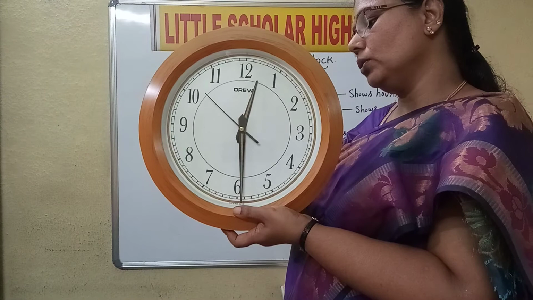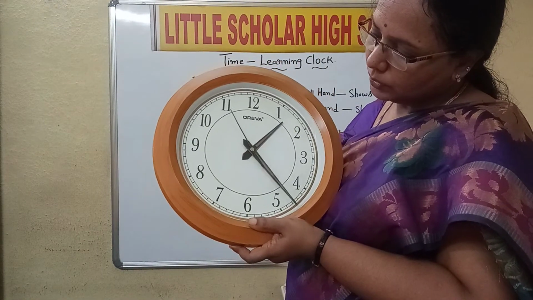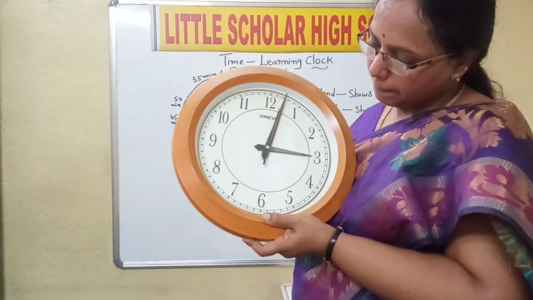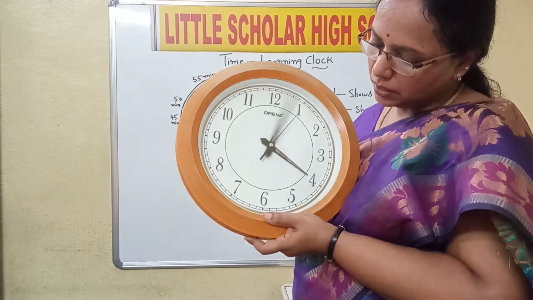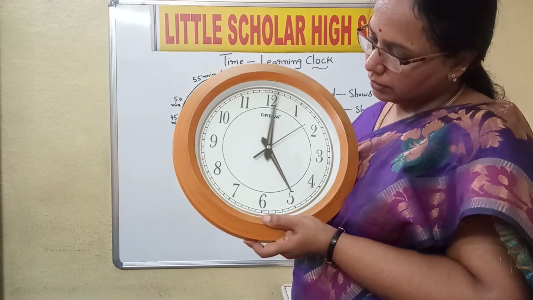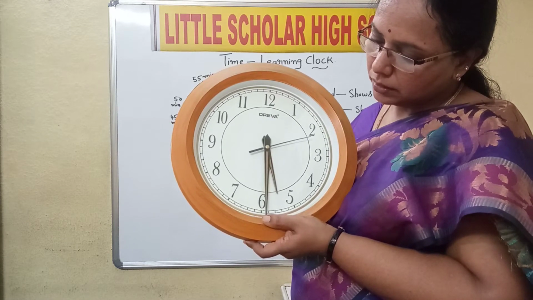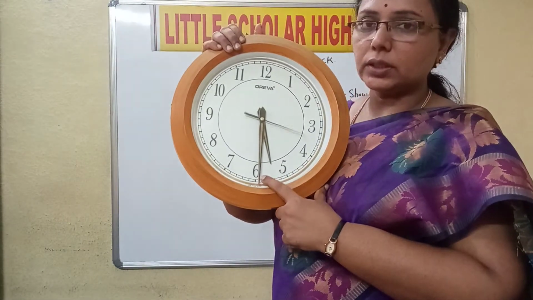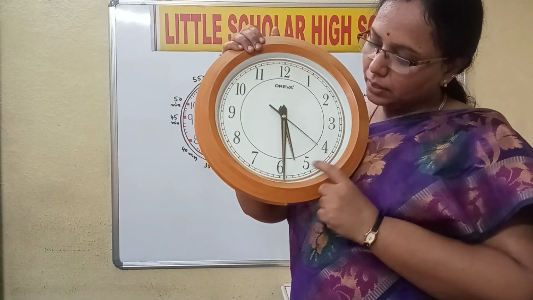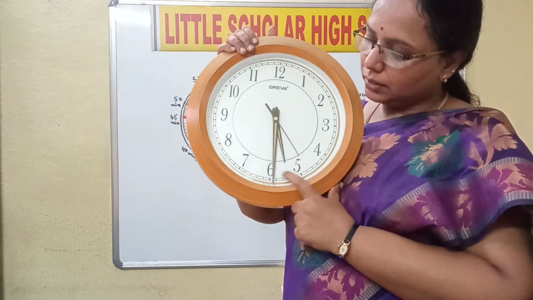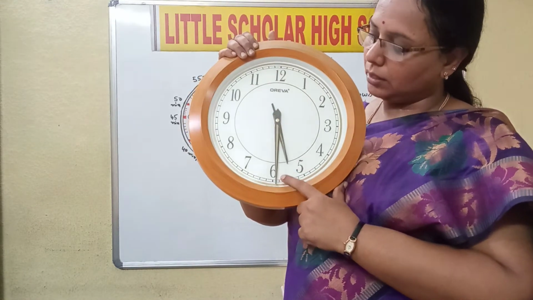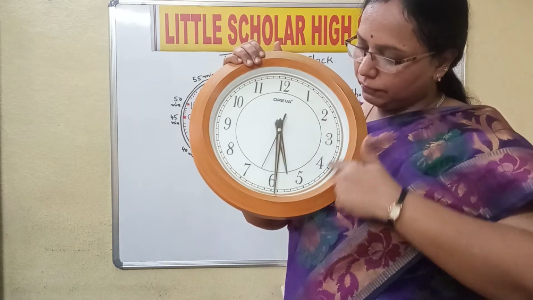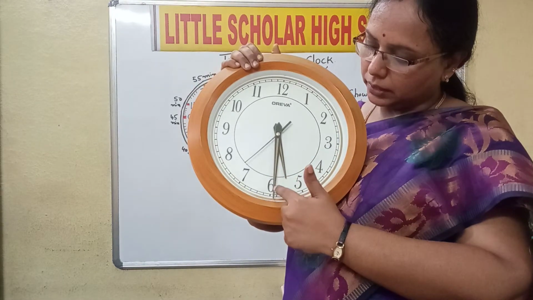Okay. Now, you check one more. We will do this last one now. You should be able to tell me now. Where is the small needle? 5. Where is the big needle? 6. So, small hand on 5, big hand on 6. So, 5:30, or half past 5.